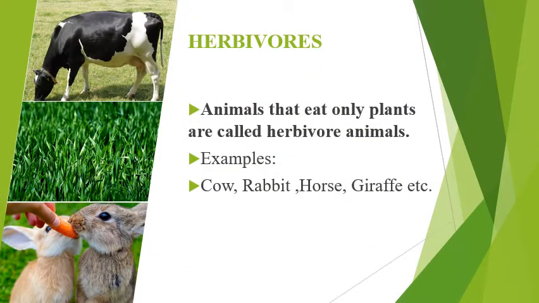Children, all living things need food to live. Plants make their own food in their leaves. Animals cannot make their own food, so they eat either plants or other animals. Some animals that eat only plants are called herbivores. Examples of some herbivores are cow, rabbit, horse, and giraffe.